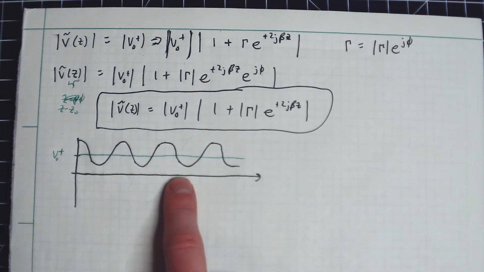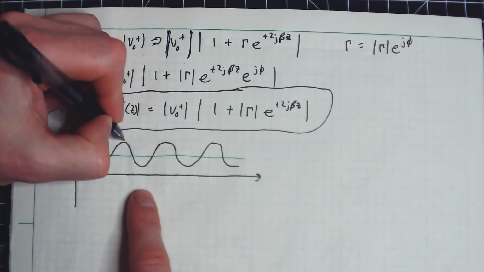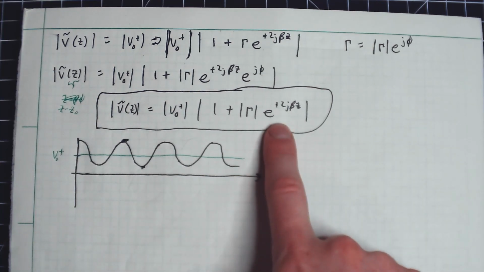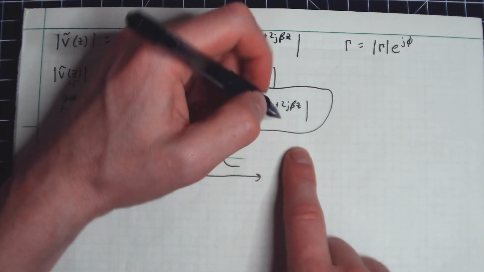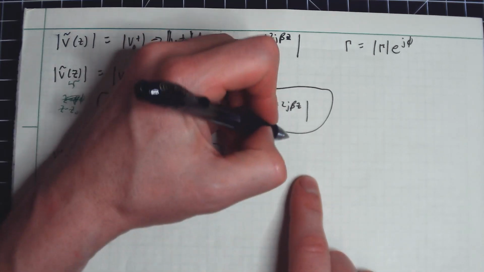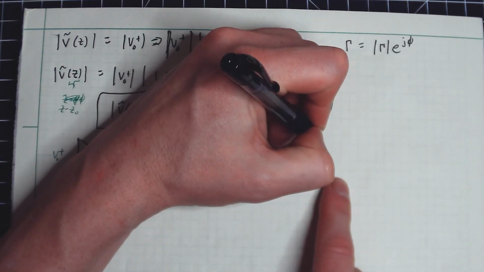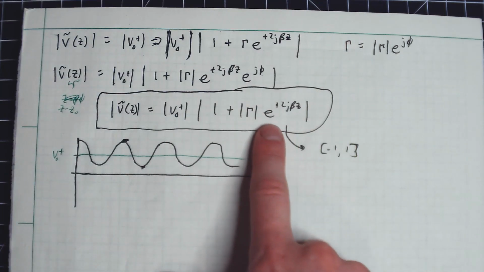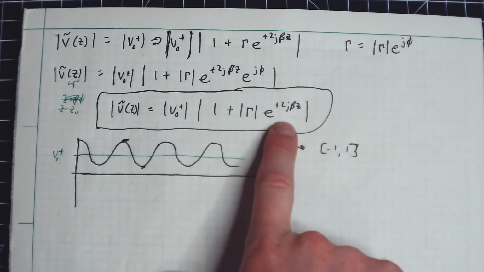So why is this interesting? Again, we don't really care about the functional form of this. What we care about are the peaks and the valleys of this thing. All we know is that this thing is going to wobble up and down between two extremes. So I'm just going to write this as -1 to 1. That's the extremes of what this little phasor term here can do.